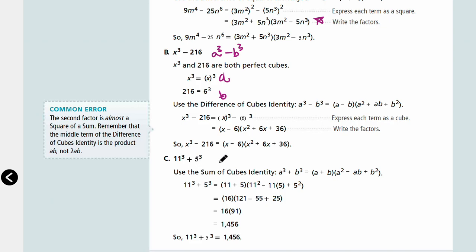The last one. If we are just using constants, it's really a good practice. If you look at 11 cubed plus 5 cubed, we already know they're cubes, right? So then 11 could be A, 5 could be B, and just plug A and B here. So 11 plus 5 times 11 squared minus 11 times 5 plus 5 squared. And then you factored it out, but for constants, you already know how to calculate them. So calculate and then you multiply, you'll be able to find the value easily. All right, let's look at try number 3.